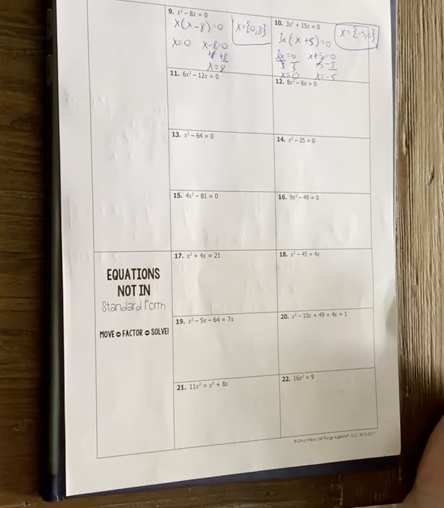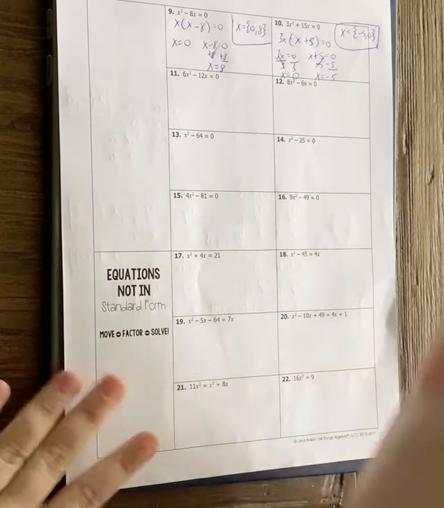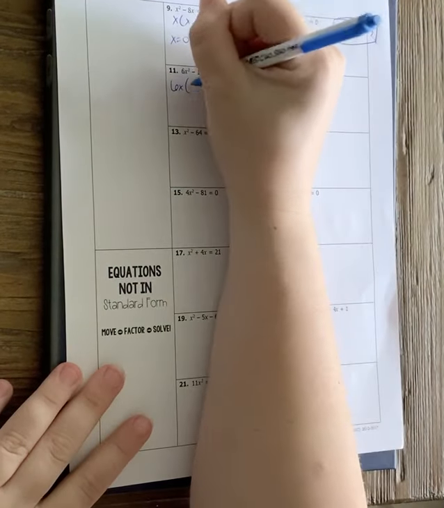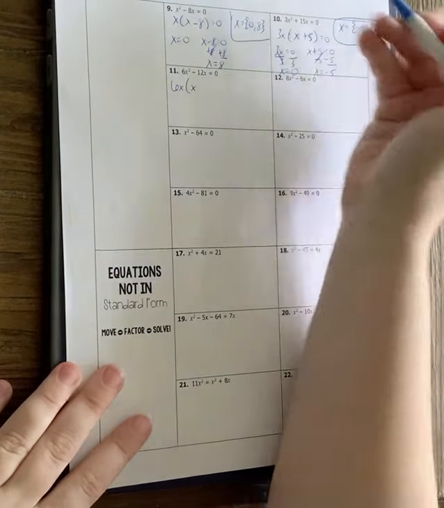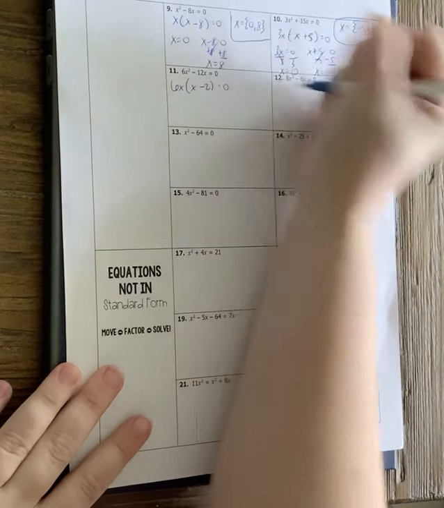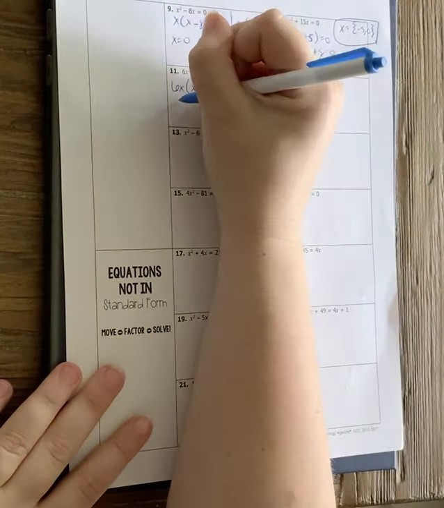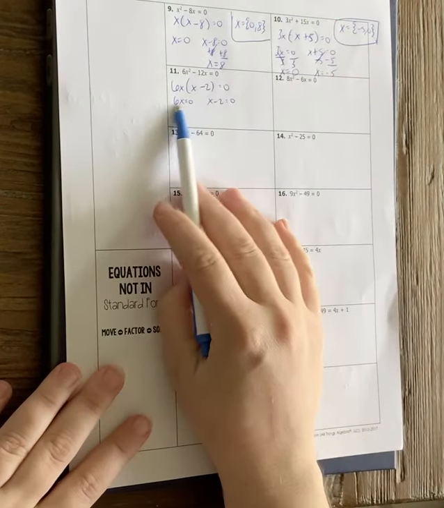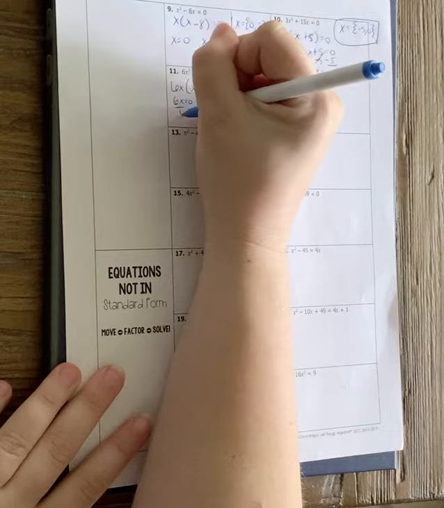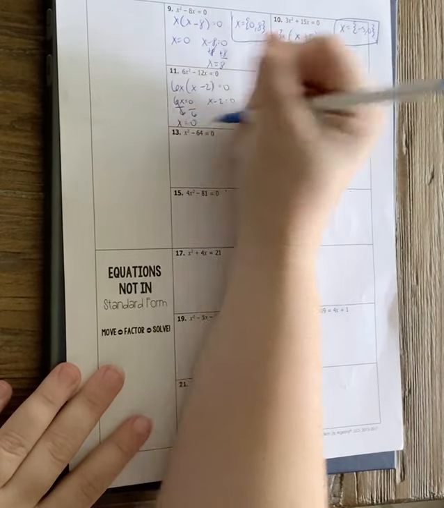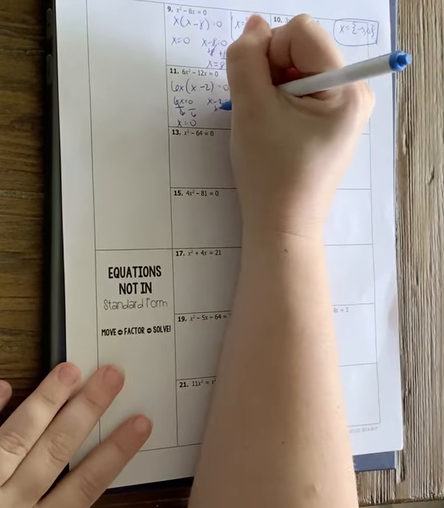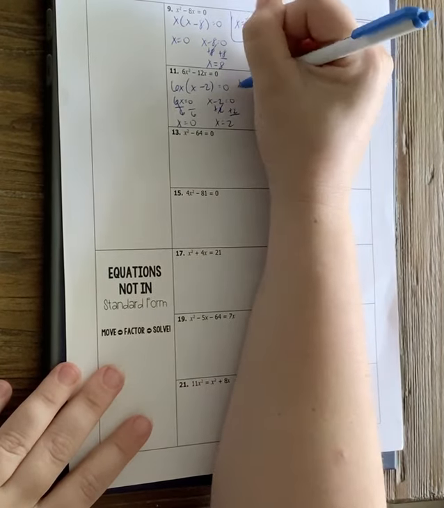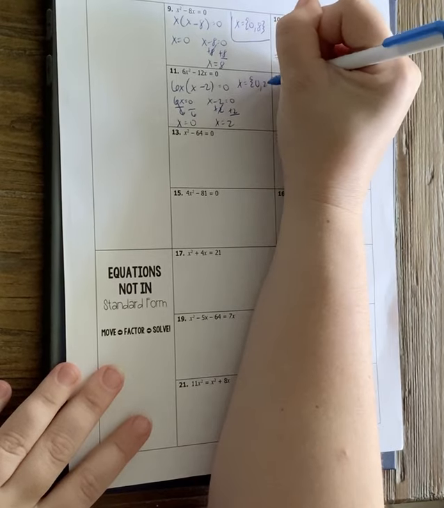On number 11, we can take a 6 out and we can take an x out. 6x squared divided by 6x is x. -12x divided by 6x is -2. Set the factors equal to 0. The first one, you want to divide both sides by 6. And x equals 0. This one, you want to add 2 over. And x equals 2. So our solution set is 0 and 2.